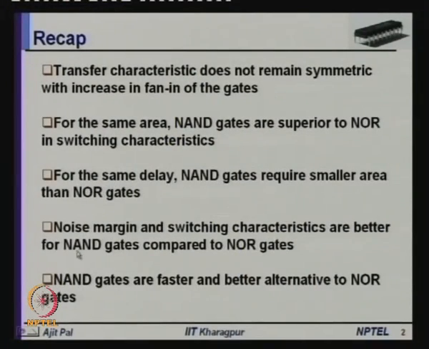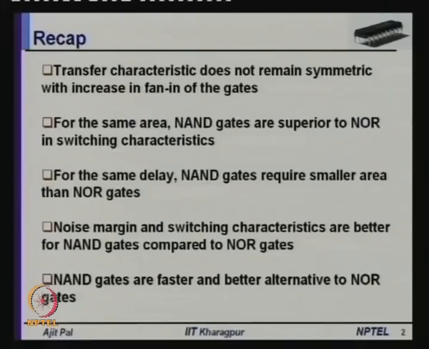Our fourth observation was, noise margin and switching characteristics are better for NAND gates compared to NOR gates. So, because of all these features, obviously NAND gates are a faster and better alternative to NOR gates. However, whenever you go for realizing real life circuits, you will see that both NAND and NOR gates are used as part of the standard cell library, because whenever you are realizing a complex circuit, it is not the delay of an individual gate, but the delay of the entire circuit that is important.